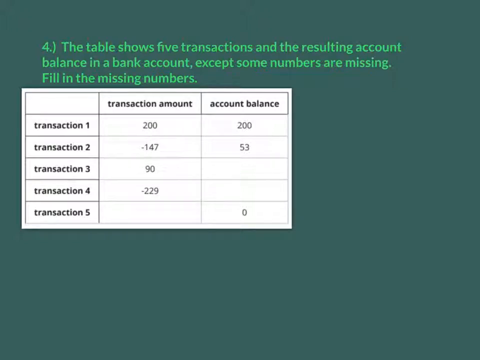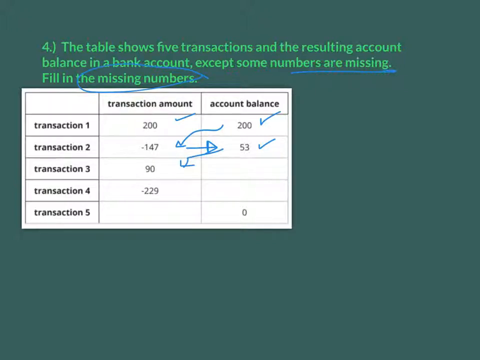Next, the table shows 5 transactions and the resulting account balance. So this is what was done, and this was the final balance. Some numbers are missing, fill in the missing numbers. I think we already assumed that was going to happen. So this balance goes to the negative 147, taking $147 out of that account, leaving it with 53. So I'm going to start with this number to figure out what's done to it.